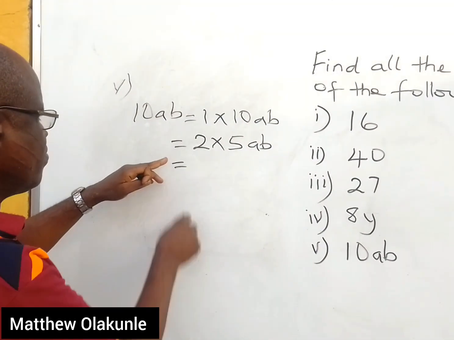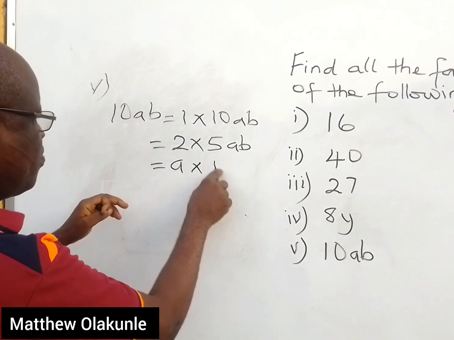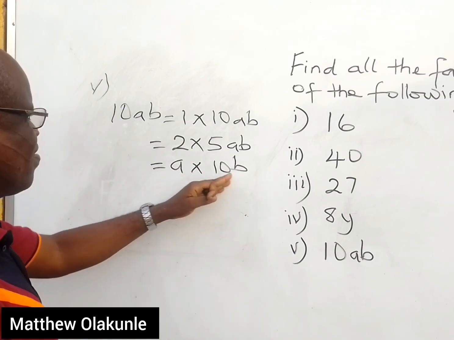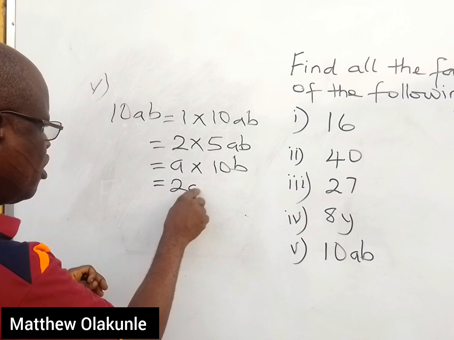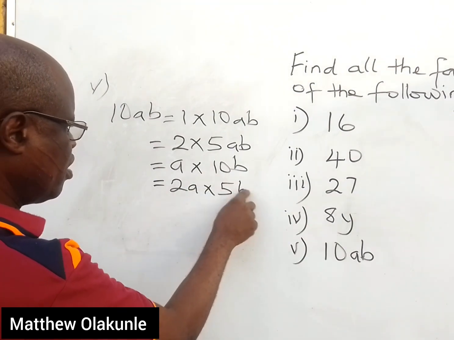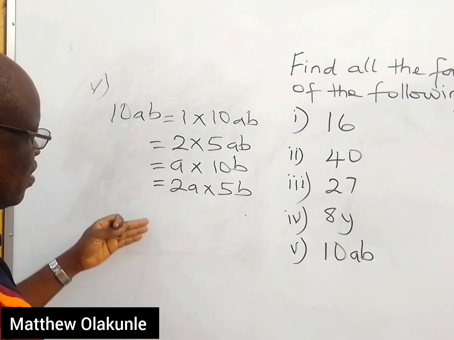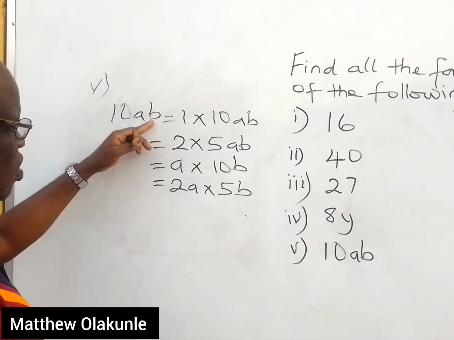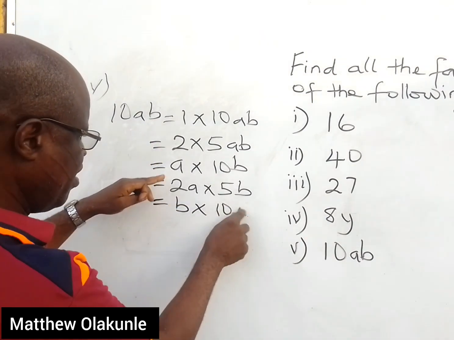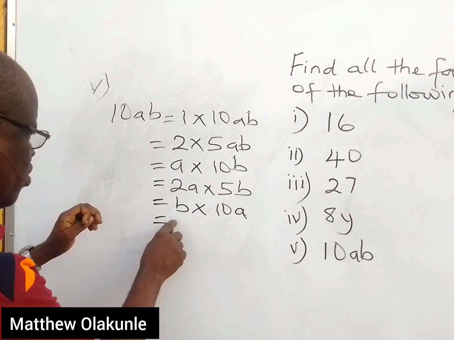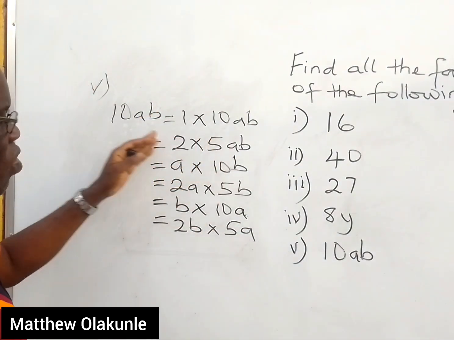Then you start again with a. Just this a. a times 10b. You know, a times 10b is the same thing as 10ab. Then 2a times 5b. 2a times 5b is 10ab. You are through with a. Then you continue with b. So b times 10a. Then 2b times 5a. So all these are factors of 10ab.